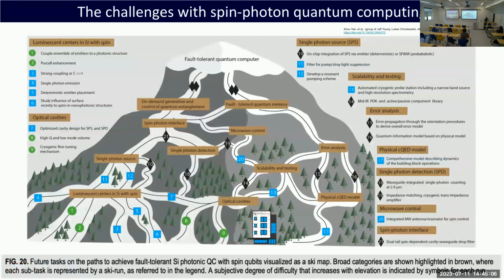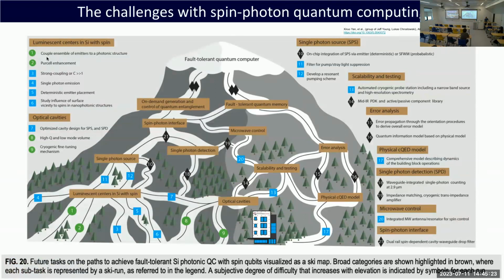Okay, so if you go back to this paper, the one with Jeff and Robert and company, we came up with this little ski hill diagram just to give you a sense of where the field is at. You can see fault tolerance is a double black diamond. It's really far away from here. And so the question is, where are we on some of the green runs?